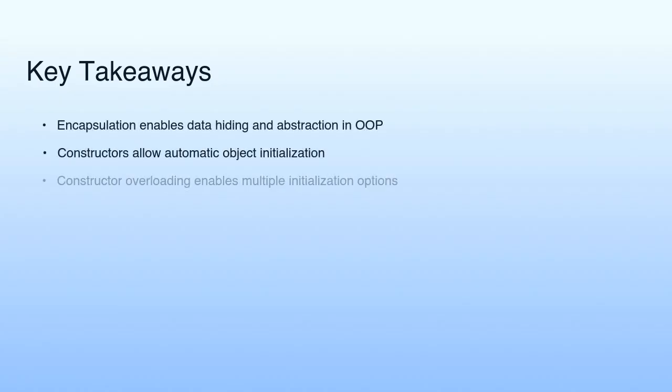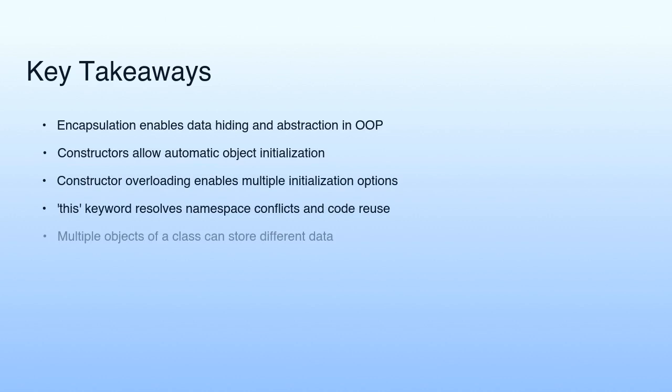The key takeaways are presented, emphasizing how encapsulation enables data hiding and abstraction in object-oriented programming. Constructors allow for automatic object initialization. Constructor overloading provides multiple initialization options. The this keyword resolves namespace conflicts and facilitates code reuse. Multiple objects of a class can store different data, and programs can include and utilize multiple classes.